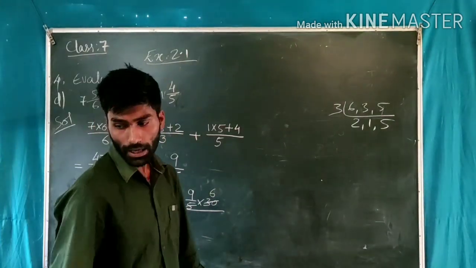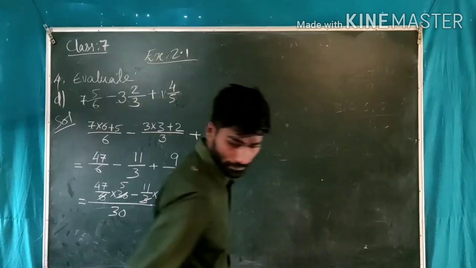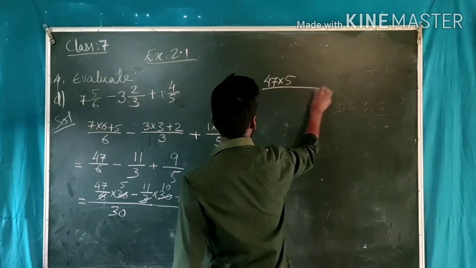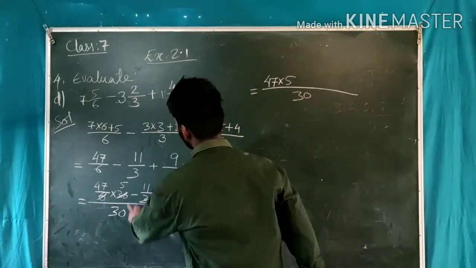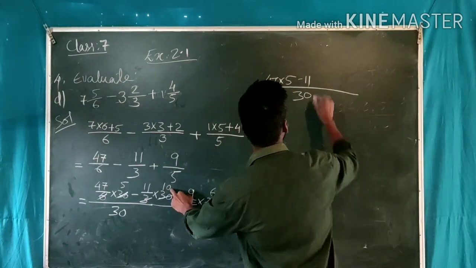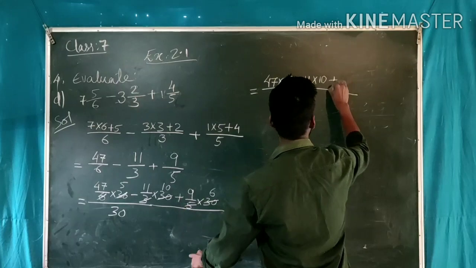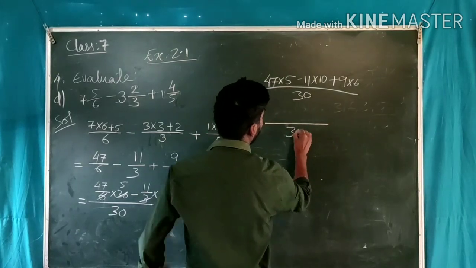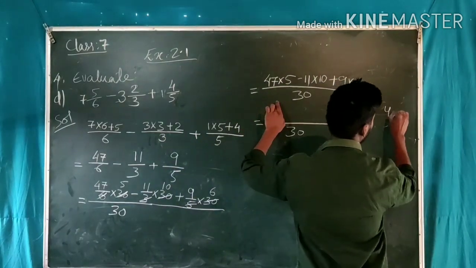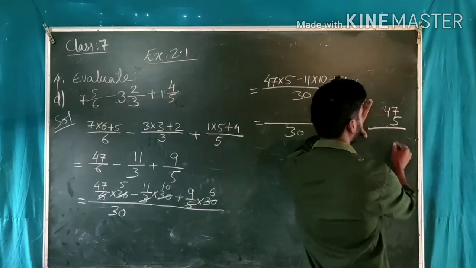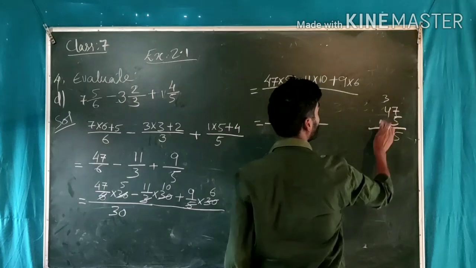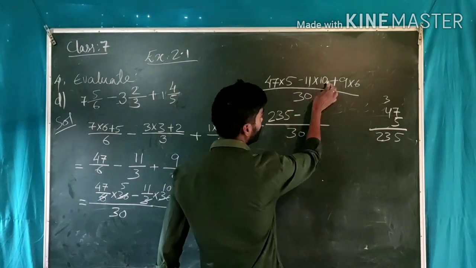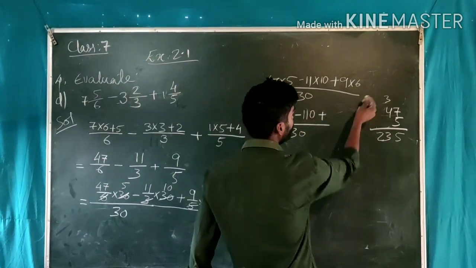Now we'll multiply this. 47 into 5, minus 11 into 10, plus 9 into 6. 47 into 5: 7 5s are 35, 4 5s are 20 plus 3, 23. 235. 235 minus 11 into 10, that is 110, plus 9 into 6, that is 54.